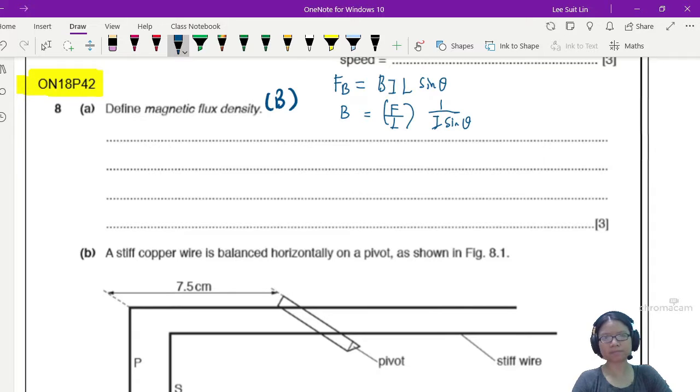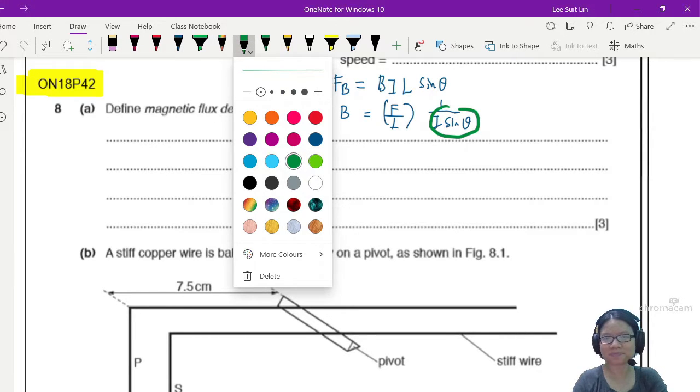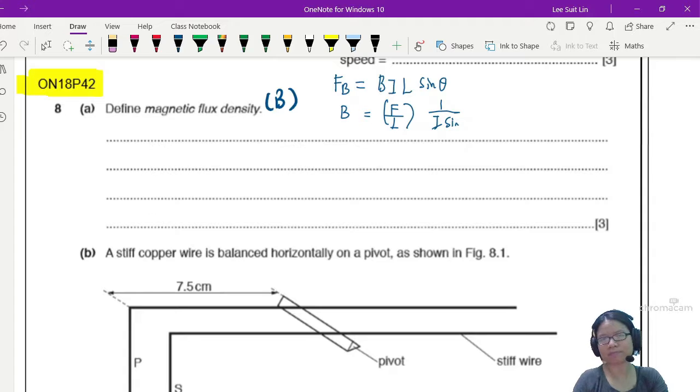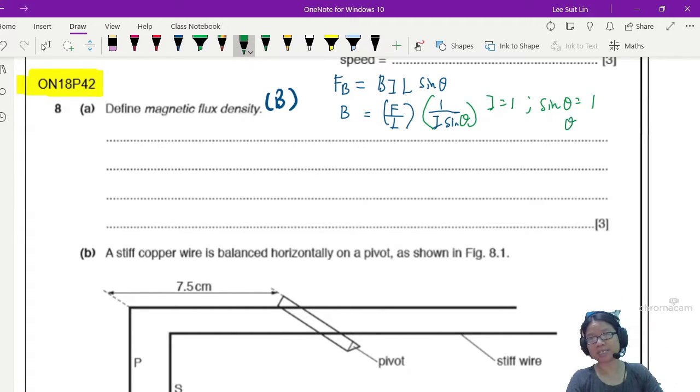Sine theta. But we are going to let the whole I sine theta be equal to 1, so that it's easier to define. It's just generally what physics does. We let things that are not important be equal to 1. So this I sine theta, this whole thing, I is 1, sine theta is 1, or in other words, theta is 90 degrees. So we can start now. If this whole green bracket is 1, you can say B is equal to F over L. So that will be the first part of the definition.